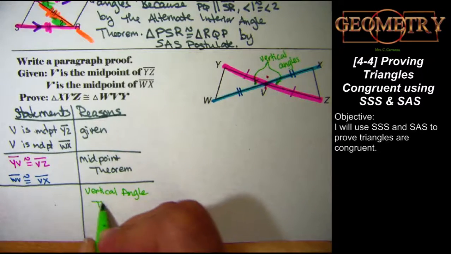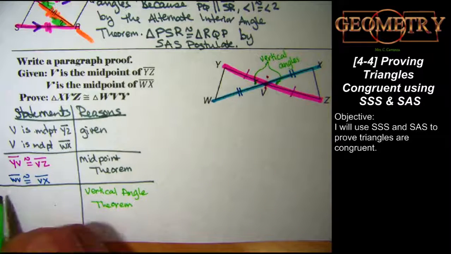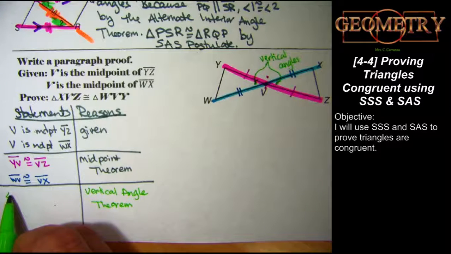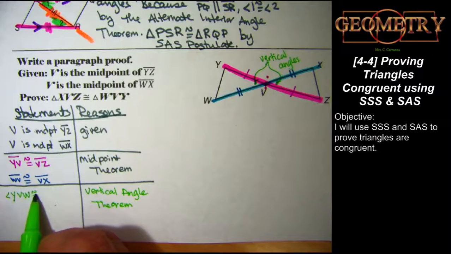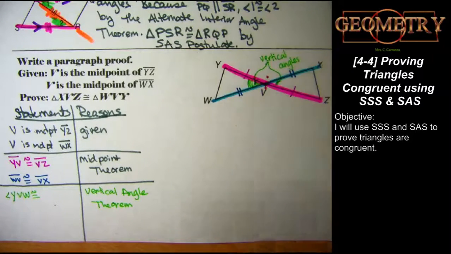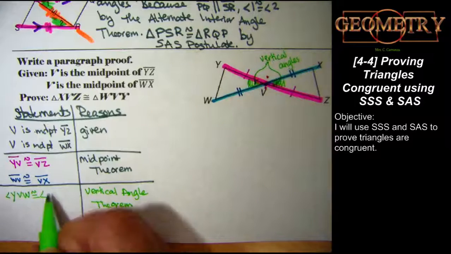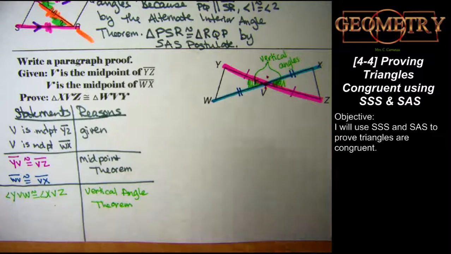The name of the theorem is my reason, and then I'm going to write the name of the vertical angles. I can't just write angle V, because then I'd be writing angle V is congruent to angle V. Which angle V are you talking about? I'm talking about the one that goes from Y through V toward W. So we write angle YVW. On the other side, I'm talking about this angle that starts at X, heads towards V, and then goes to Z. Angle YVW is congruent to angle XVZ.